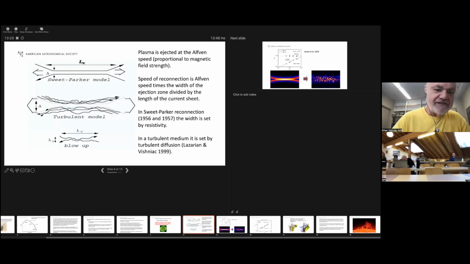So in the 1950s, Sweet and Parker independently worked out how reconnection could occur if you had a very small resistivity. The idea was that you squeeze together magnetic field lines of opposite polarity, and then you diffuse, you annihilate the opposing components of the magnetic field, because resistivity can be strong in this narrow little channel, and then the plasma that's entrained on these field lines is squeezed out at the ends because it has to move along field lines. So the width of this zone is set by the resistivity.